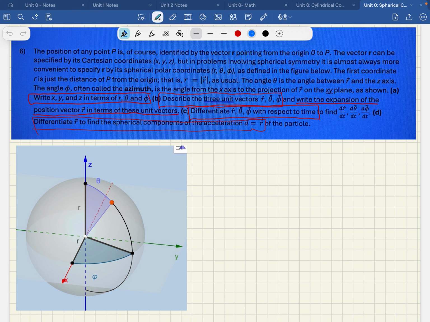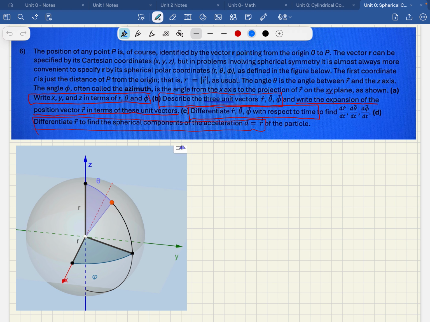All right, here we want to look at spherical coordinates. So this was problem 6 on the homework. And this one says the position of any point. We're going to read all that. So you guys have read the problem. I've circled in red the questions.